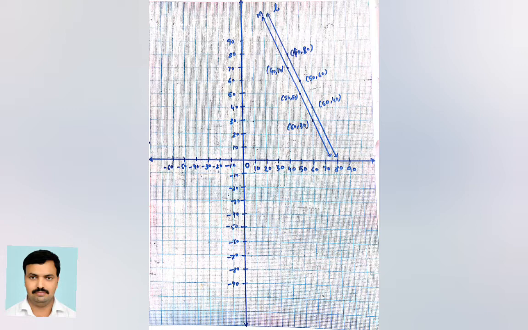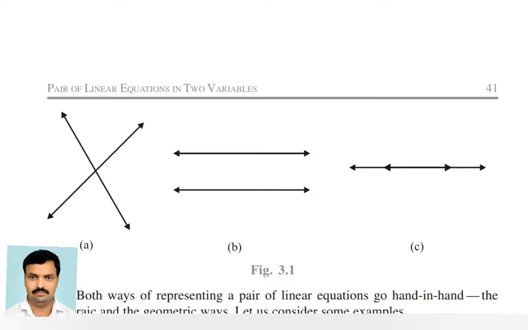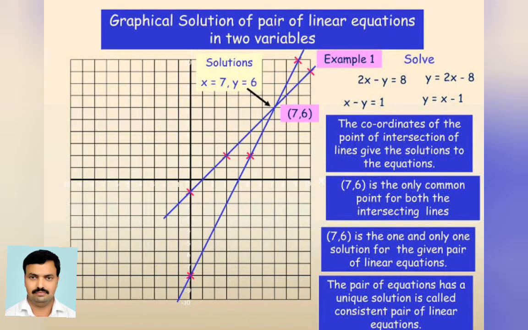So from the above two questions, we found that a pair of linear equations on the graph can be of three types: either intersecting or parallel or coincident. And remember, when a pair of lines is intersecting, then the point of intersection is called the solution for the pair of linear equations.